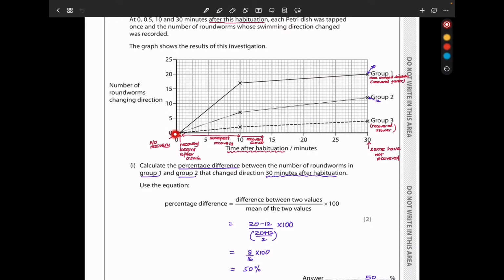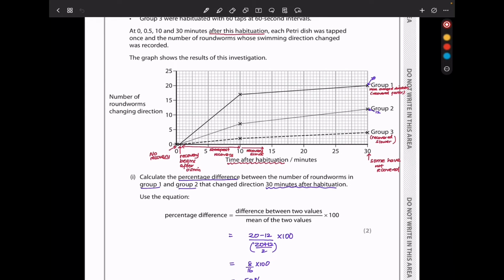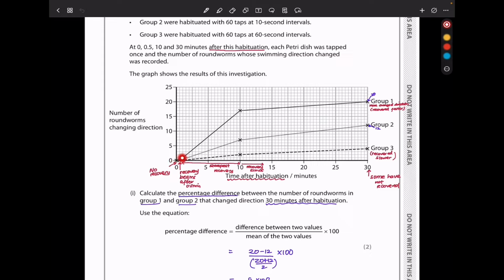At the point where the time is 0 minutes, all the roundworms are habituated and therefore none has recovered. But we see after the time of habituation, there is an increase in recovery because remember, on the vertical axis, we have the number of roundworms changing direction, meaning those are recovering from being habituated. Those in group 1 that were tapped at shorter intervals showed greater recovery in comparison to all the others, and those in group 3, whose taps were at 60-second intervals, were slower in recovery. We also see for all groups between 0 to 10 minutes the recovery is steeper or faster, and then it slows down from 10 onwards.